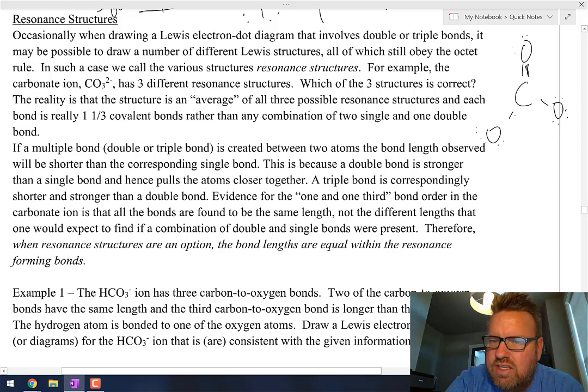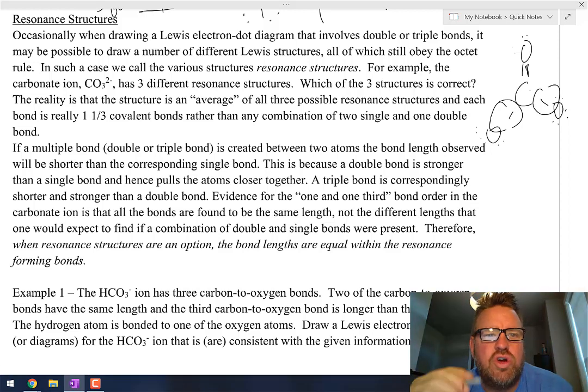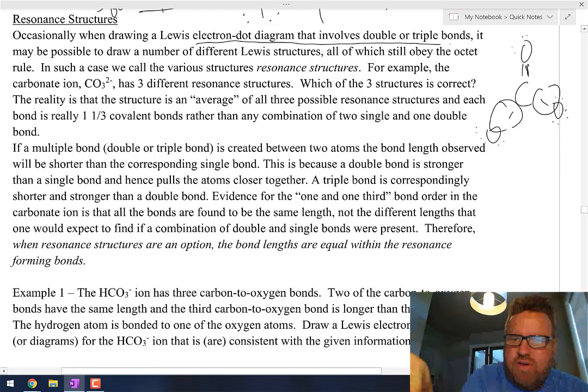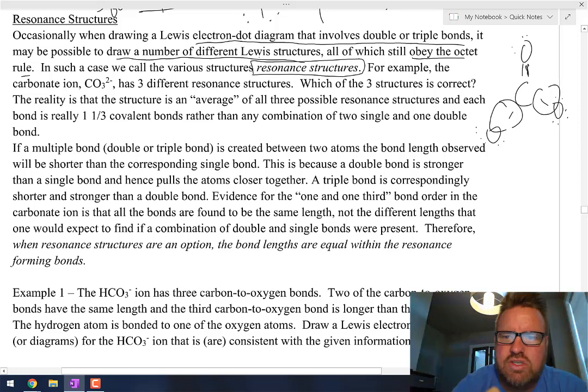But I just as easily could have made the double bond here, or I could have made the double bond there. Okay? And that's what a resonance structure is. A resonance structure occurs when a molecule can be drawn with a double bond in different spots but still obey the octet rule. So, if the Lewis electron dot diagram involves double or triple bonds, and there's multiple ways to draw that still obey the octet rule, then you have what's called a resonance structure.